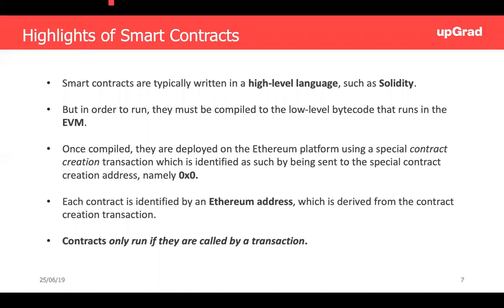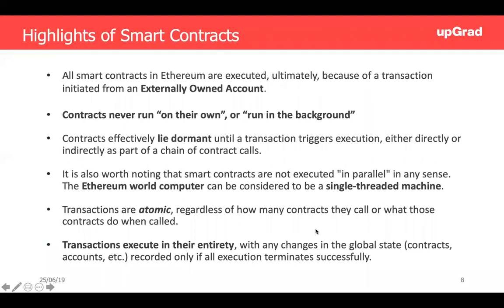We also know that contracts only run if they're called by a transaction, right? So there needs to be a transaction that triggers a contract. Otherwise, they cannot just run on their own. Contracts do not run in the background, right? This is very important, right? Unlike processes on your mobile phones or your computers, you cannot have a contract run in the background.